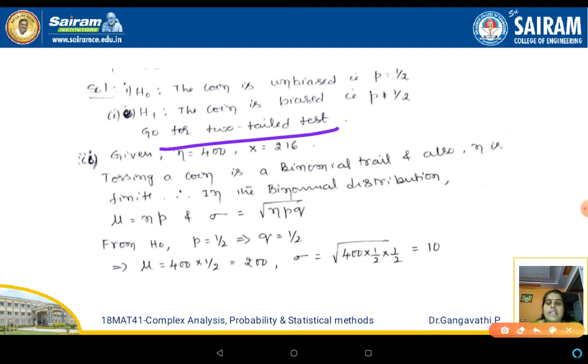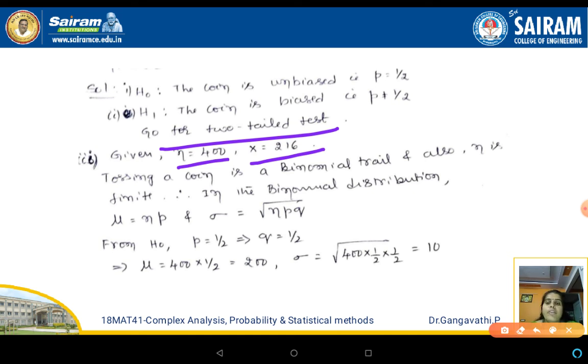Out of all the data given for us, n is equal to 400. So 400 times we have tossed the coin, and x is the random variable, taken as the head appearing in the tossing. According to the given data, x is equal to 216. 216 times the head has appeared. Tossing a coin is a binomial trial and therefore n is finite here. In the binomial distribution, we know the mean and standard deviation expressions: mu is equal to np and sigma is equal to square root of npq.